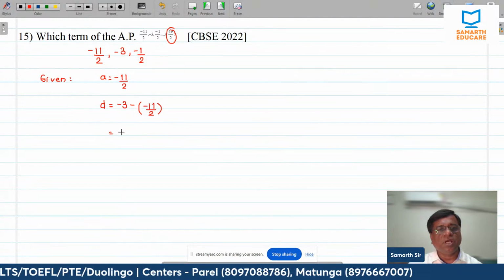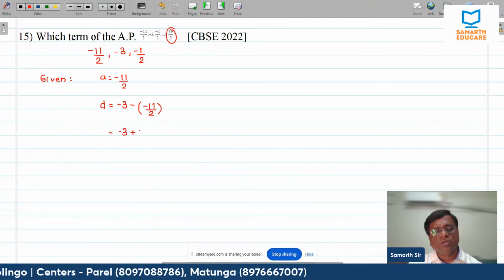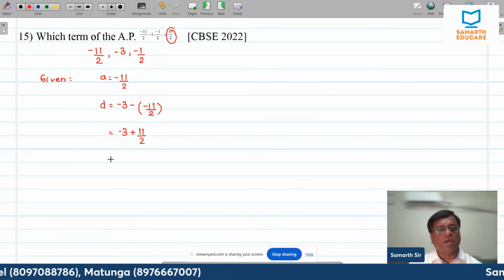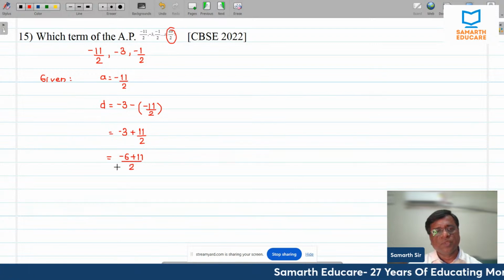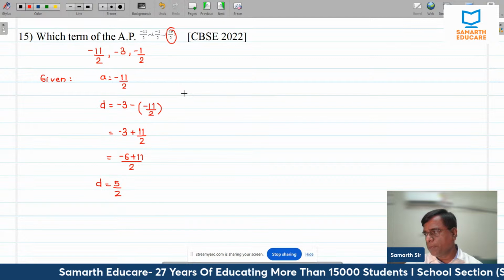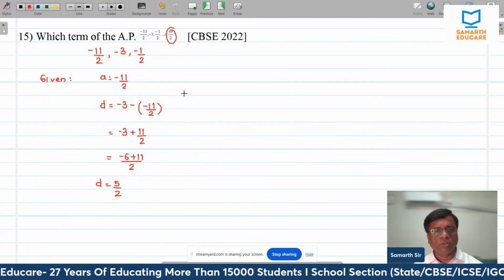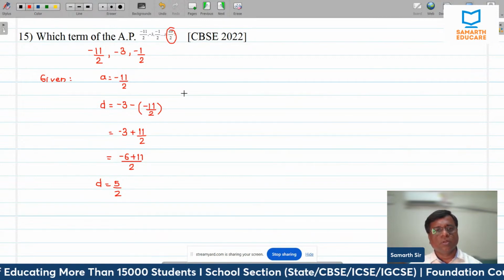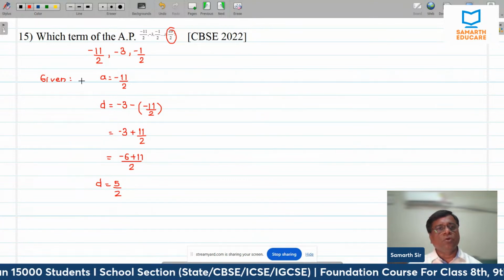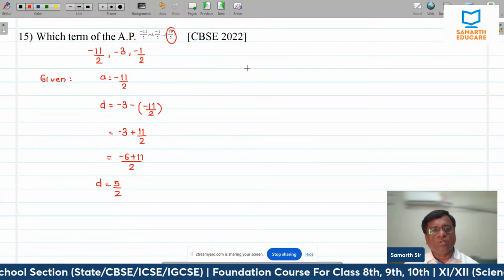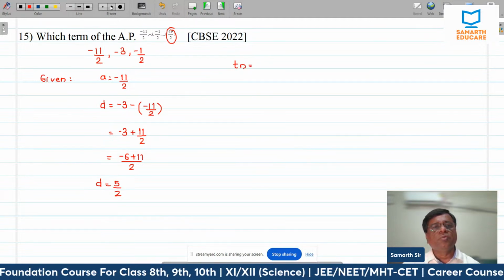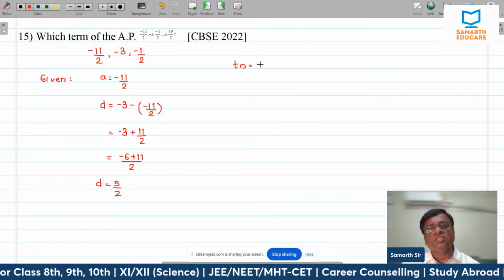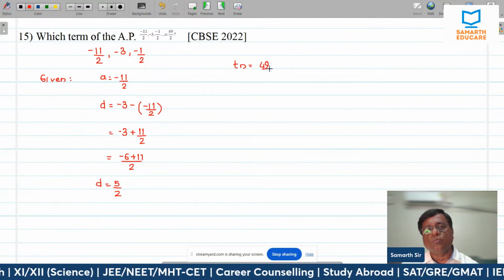Take some time, don't be in a hurry. Write the problem, solve the problem in a proper way. Right, so this is minus 6 plus 11 upon 2. So the value of d is 5 upon 2. Okay, the value of d is 5 upon 2. So now the question is which term? Now this is also given that the nth term is 49 upon 2.